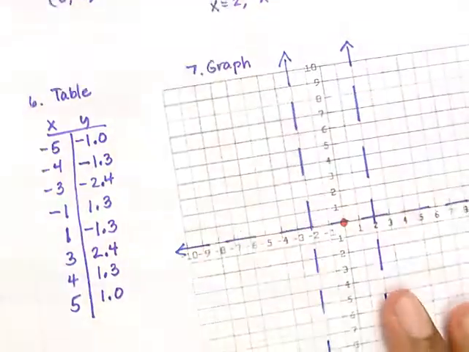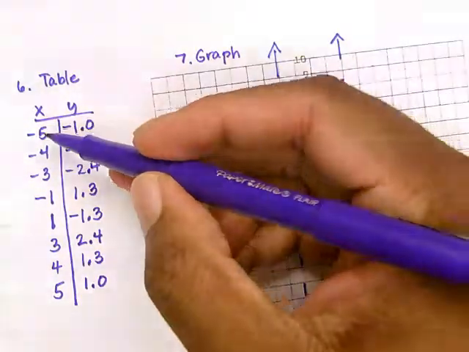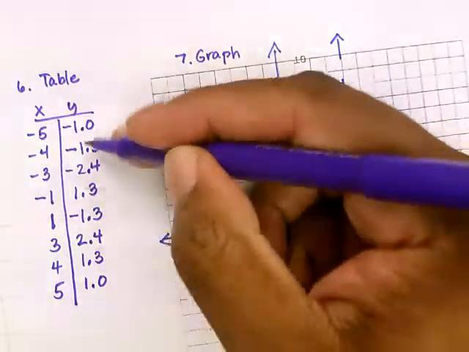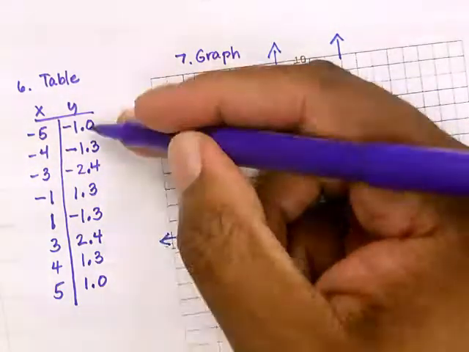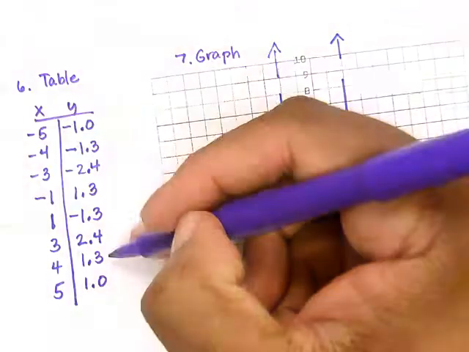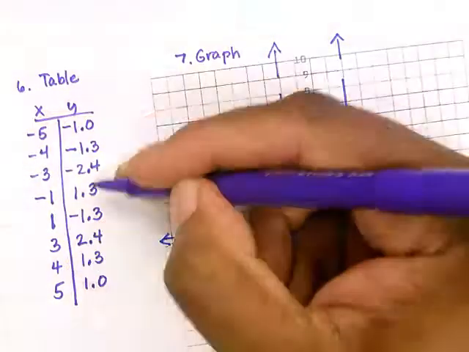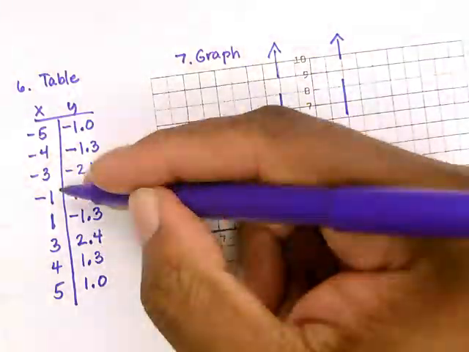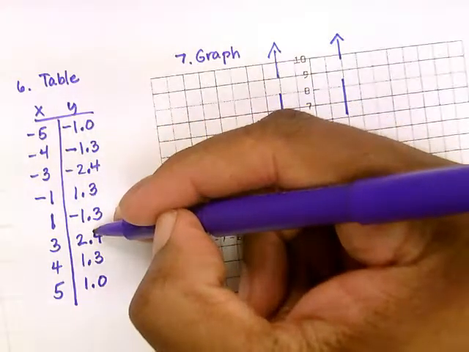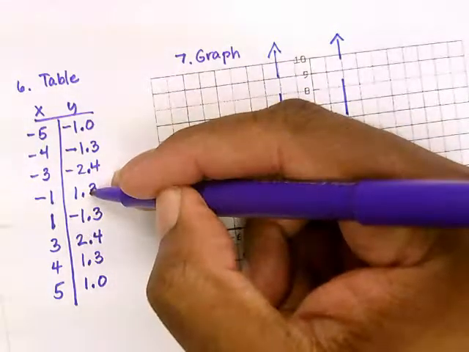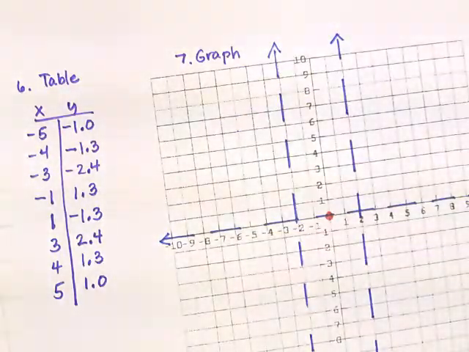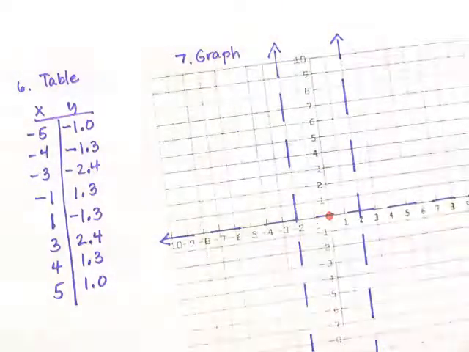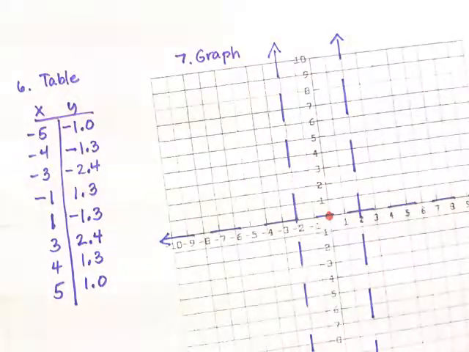Okay, now if you look at your table here, you can see at -5 and +5, the y values are opposites. That's why it has origin symmetry. The same for -4 and 4. The y values are opposites of each other. And the same for -3 and 3. They're opposites. -1 and 1. Again, the y values are opposites. So now I have enough information to do the graph of this rational function here.